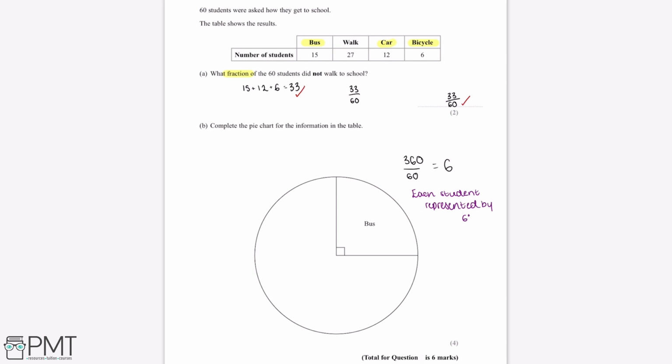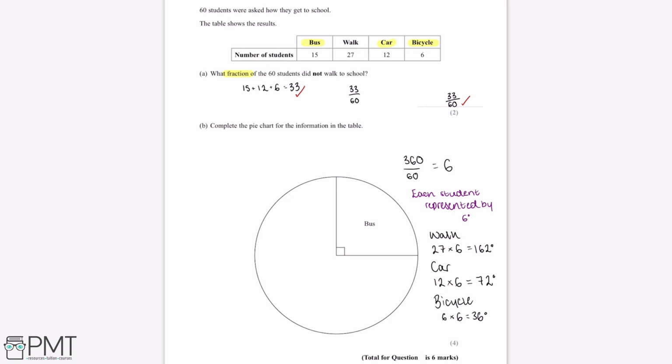So we're going to need to do the same calculation for walk, car and bicycle. So if we start off with walk, we can use our calculator to work out 27 multiplied by 6. And 27 multiplied by 6 is equal to 162 degrees. Next we can move on to car. So 12 multiplied by 6, we can again use our calculator to work out, and this is equal to 72 degrees. Finally, bicycle. Now 6 multiplied by 6 is equal to 36 degrees.